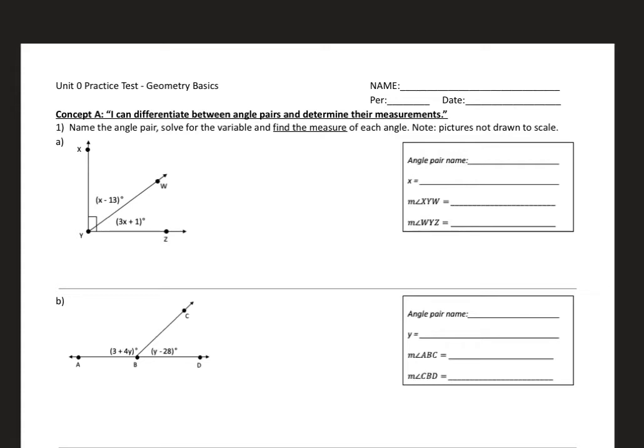So problem number 1 is asking us to name the angle pair, solve for the variable, and find the measure of each angle. The pictures are not drawn to scale. Looking at 1A, we see that it's shaped kind of like an L, and there's this box here, which means that it makes a 90-degree angle, and these are called complementary angles.